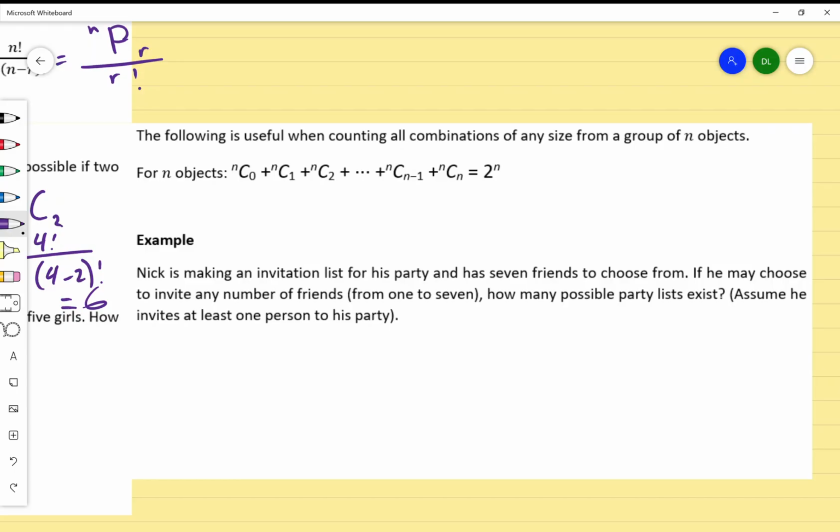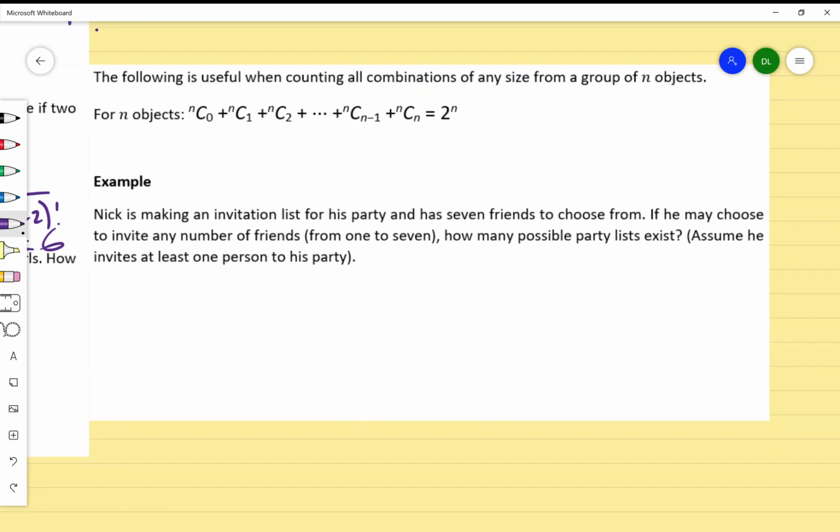In the example I provided, Nick is making an invitation list for his party and has 7 friends to choose from. He may choose to invite any number of friends, obviously excluding 0 because that's not inviting anyone and that's just sad. How many possible party lists exist? Now we have to assume he invites at least 1 person to his party.